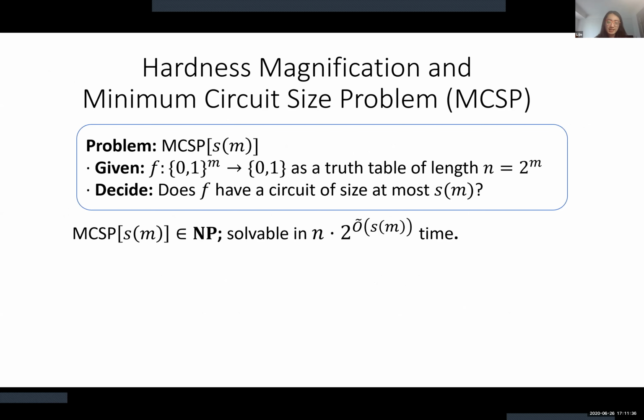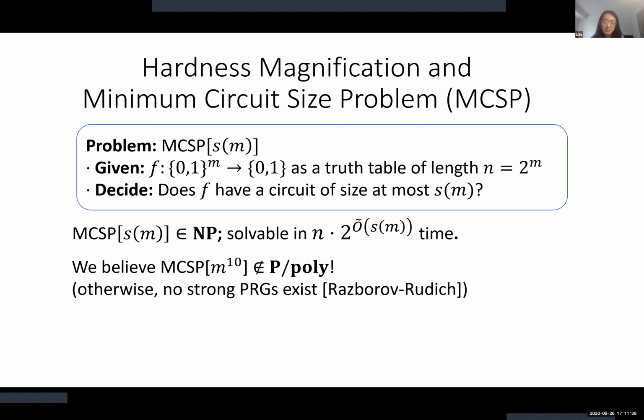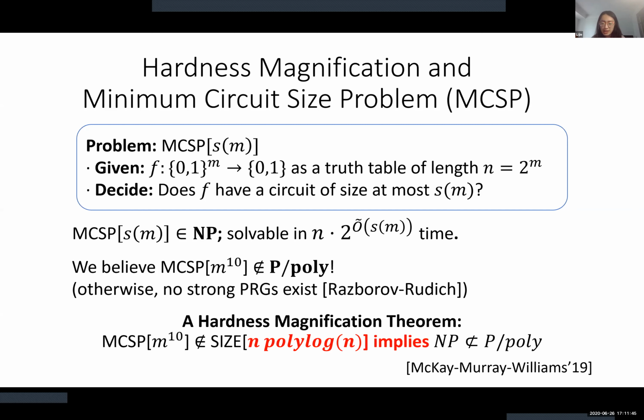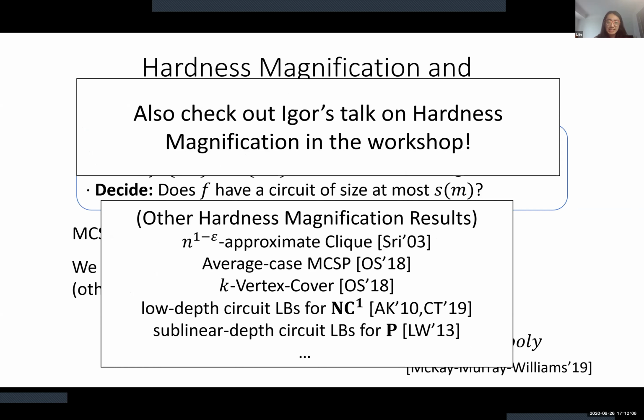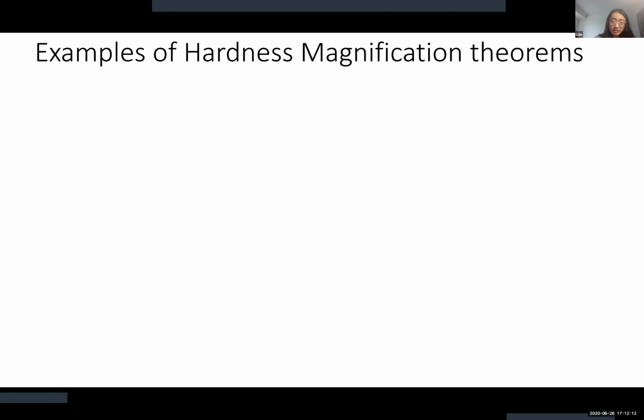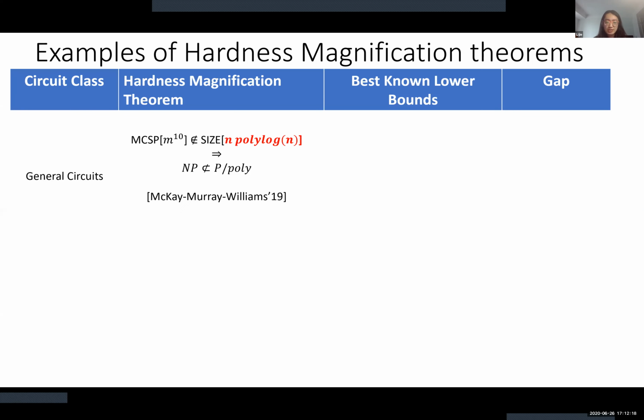So we know MCSP is clearly in NP, and we believe MCSP even with very small m is not in P/poly. McKay, Murray, and Williams show that if one can show MCSP does not have n times polylog n size circuits, then this will imply NP not in P/poly. So a weak lower bound for MCSP will imply a big breakthrough. There are many other results on this front, and I suggest you check Igor's talk in the workshop for more. Let's see two examples of hardness magnification theorems. The first one is for general circuits, which I just described.